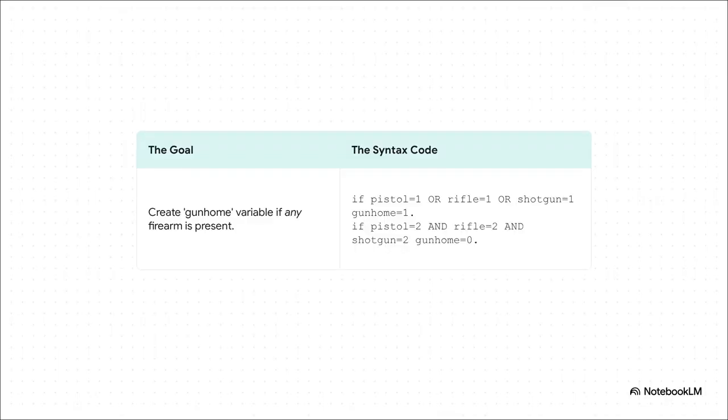And here is where that logic really shines. Let's say we want to know if a household has any type of firearm. We have separate variables for pistol, rifle, and shotgun. Instead of checking each one, we can just use or. If pistol is 1, or rifle is 1, or shotgun is 1, then our new variable, gun home, is set to 1. It's such an elegant and efficient way to answer that question.